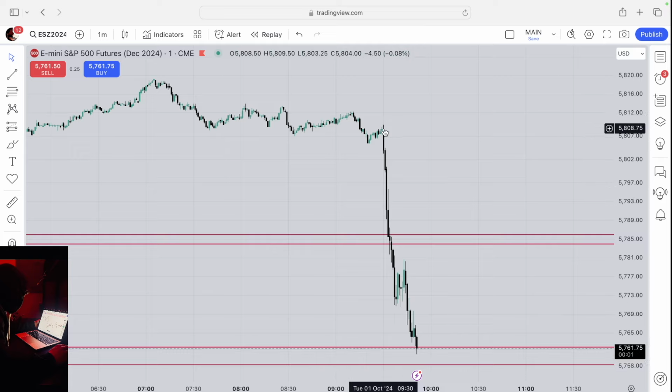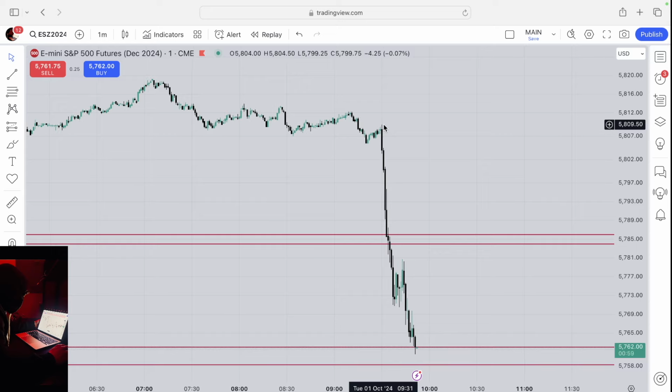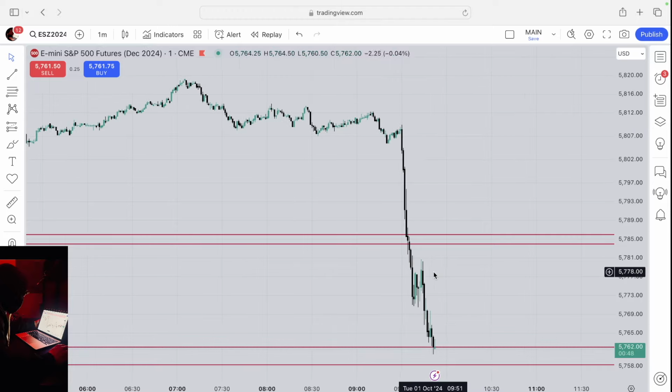So 9:30 opens, and from the opening we create this high right up to 5,809 on ES. So we get the whole way down to this old new week opening gap, and you can do the math there. That's about 50 handles on ES.